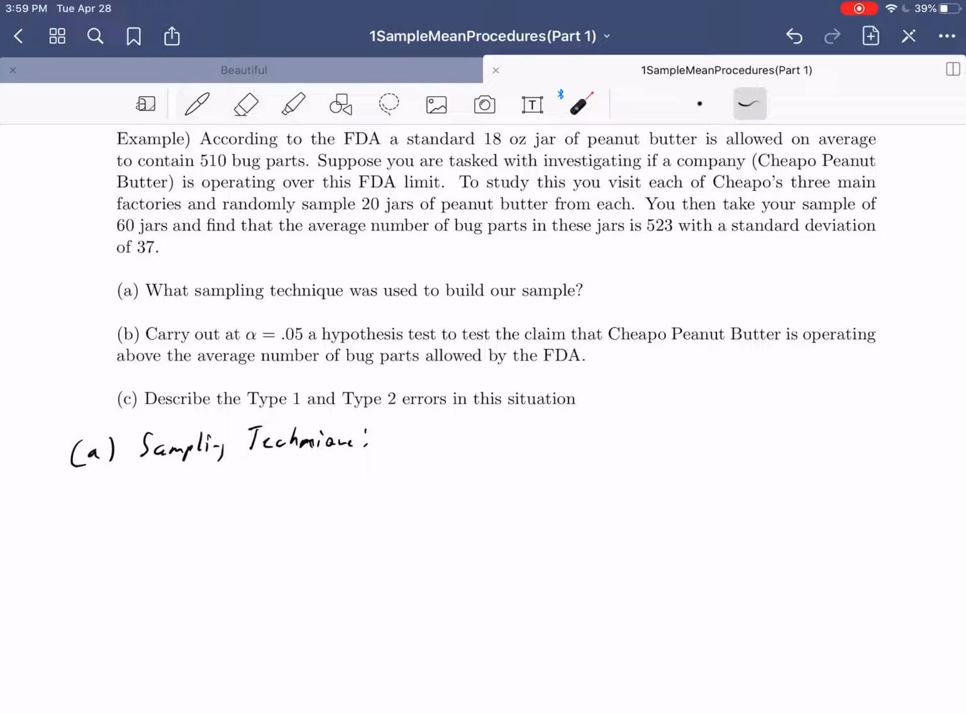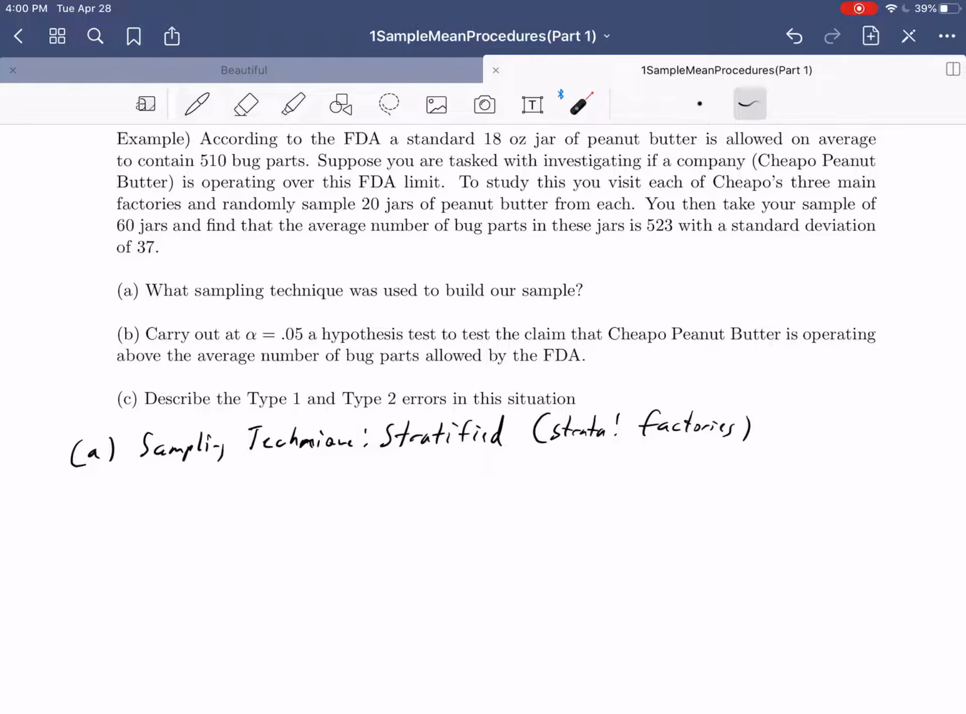So let's recall how we did this. Well, we visited each of Cheapo's 3 main factories, and we took 20 jars from each, and we combined them together for 60 jars overall. Since we took 20 jars from each of their 3 main factories, this would be an example of a stratified sample. So this was stratified, and the strata here were the factories. In other words, whenever you have a bunch of small samples that you put together to make your overall sample, well, that's stratification.